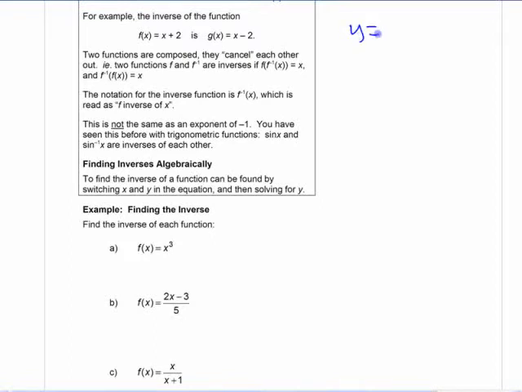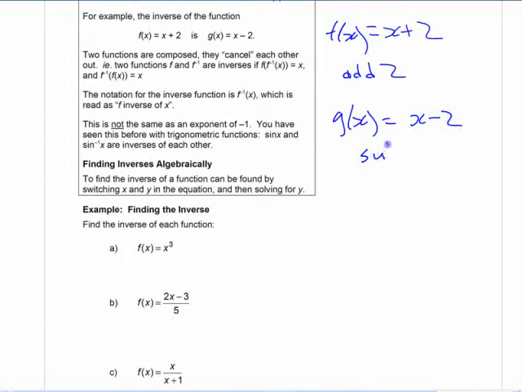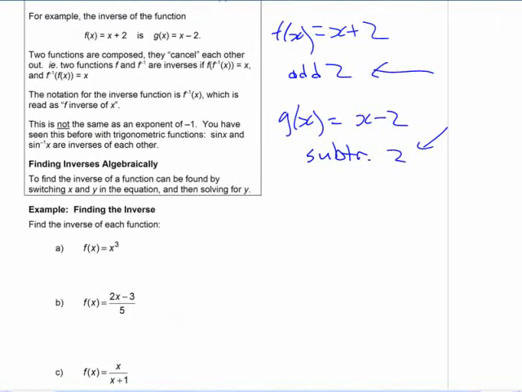If you take any function here, like what we have over here, x plus 2, that function takes values and adds 2, right? This is adding 2. So its inverse is subtracting 2, right? The way you undo this, subtract 2. This one undoes this one. They cancel each other out.